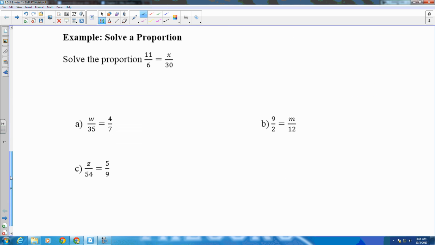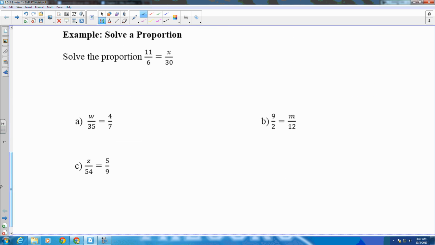Okay, now how do we solve for proportions? Well, we have to solve them for the missing variable, of course. So the way I'm going to show you how to do it first is to multiply both sides by whatever number is directly below the variable. In this case, it's 30. So if I multiply the right side by 30, that goes away. On the left side, there's a couple of different ways to do this. I think the easiest way is just to do 30 times 11 divided by 6.